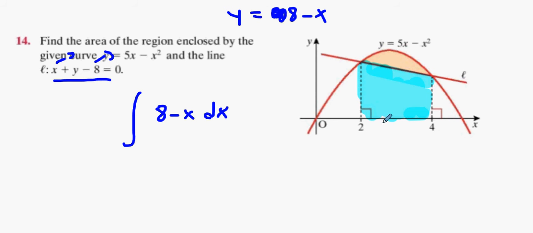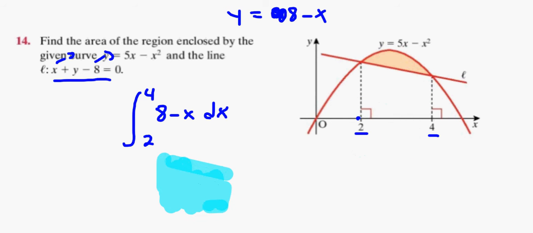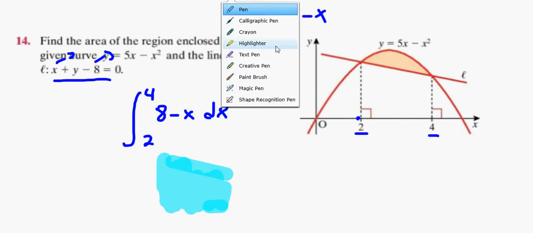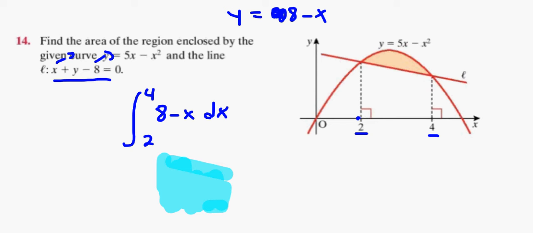Where does it start from? 2. Where does it end? 4. 2 to 4. That's that blue region there. Is everybody happy with that? Now next thing, we're going to get the area underneath the curve. And the area underneath the curve will be this yellow region here.